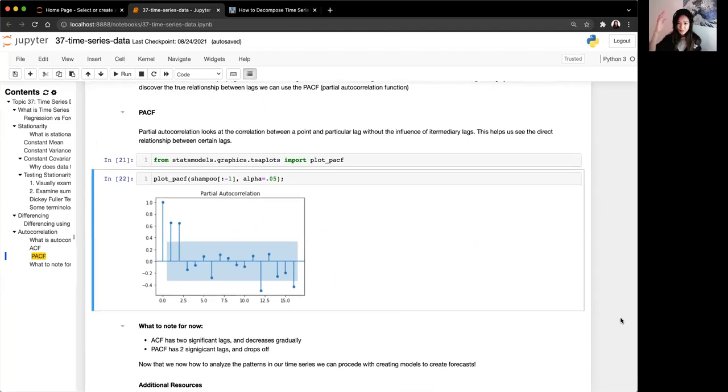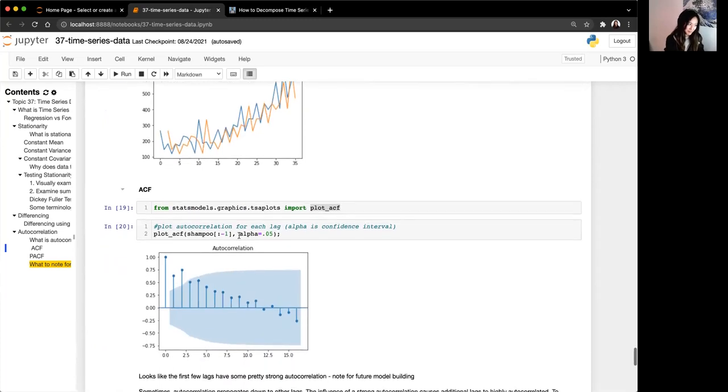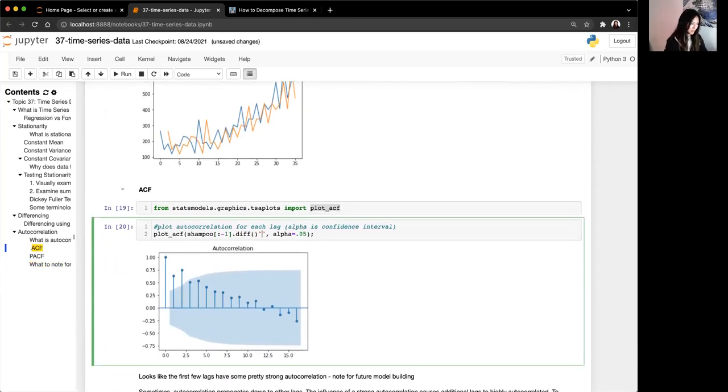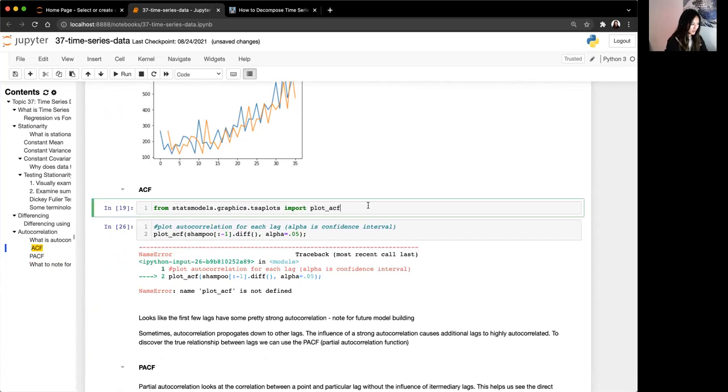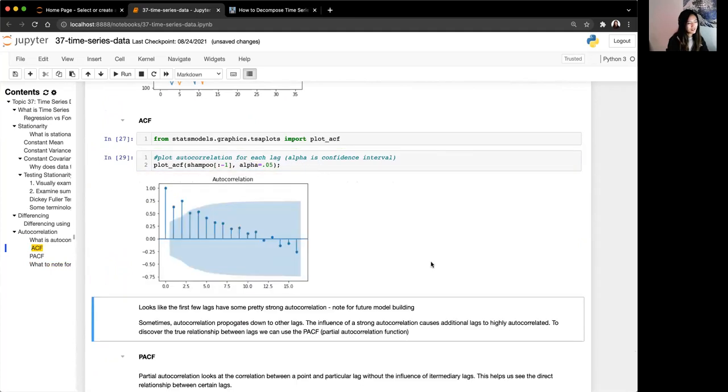Cool. So given this shampoo data set, what have we taken note of? First, ACF has 2 significant lags and decreases gradually. PACF has 2 significant lags and drops off, and also our data needs 1 level of differencing. Actually, what I should have done is rerun this on differenced data. Maybe I should do that. Let's see if this will throw me an error. Never mind, let's ignore that for now. I should have done this on the differenced data, but we're going to talk more about that tomorrow. Today, we're just talking about the different EDA things to do.